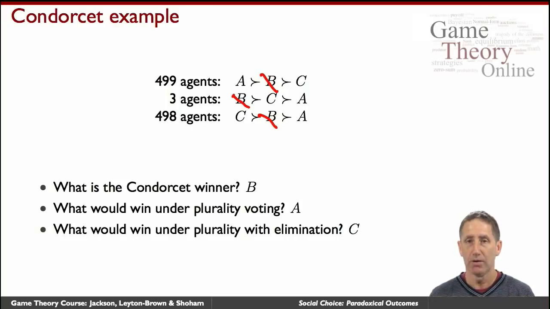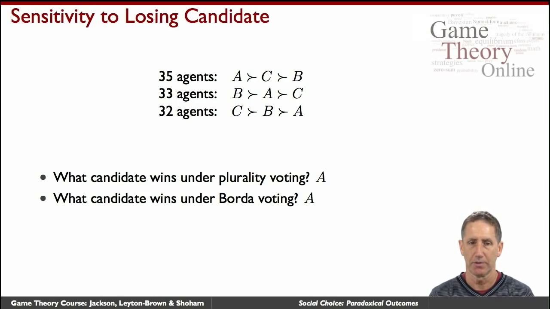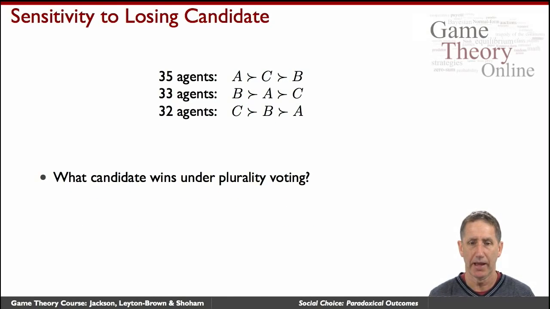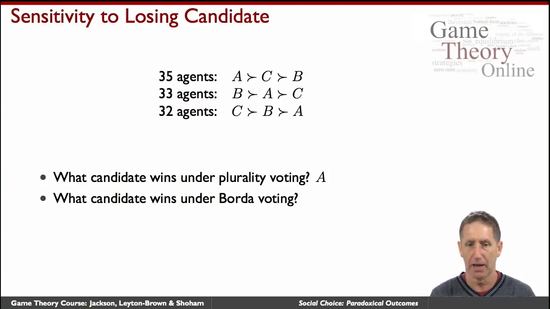And so two voting schemes, both of them on the face of it reasonable, would give you different answers, and both answers are different from the criterion that on the face of it seems quite a safe criterion, namely the Condorcet condition. So here's another example, and let's think about what would happen in this case. What would happen under plurality voting? Well, clearly under plurality voting, A would win, since A would get 35 votes, and the second highest would be B with 33.